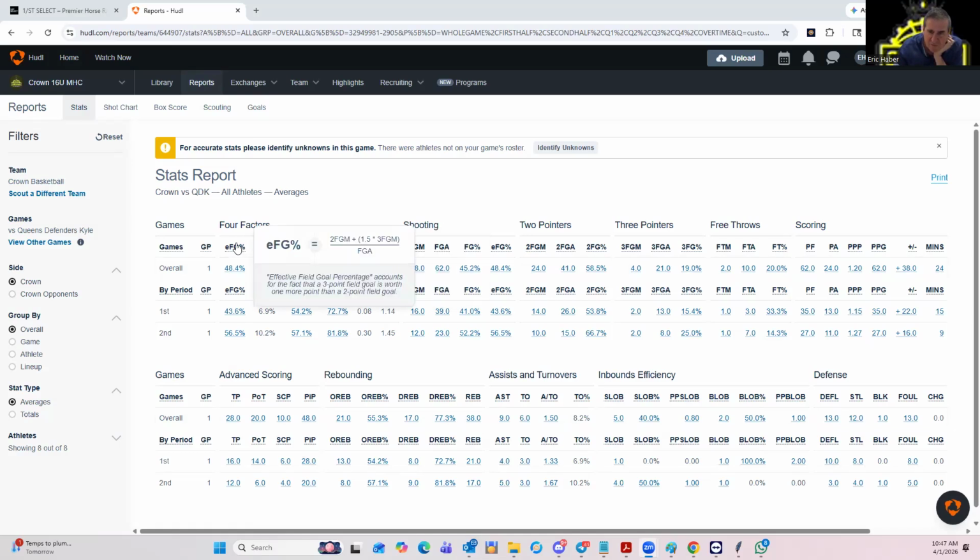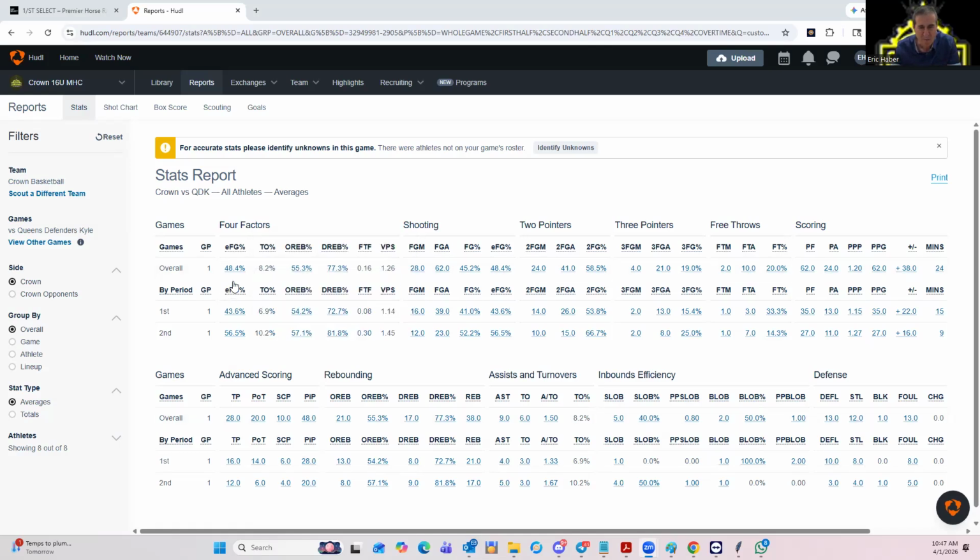Now, effective field goal percentage is not what you think. It's not just your regular field goal percentage. It's not what percent of baskets you make as a percentage of what you take. Because, as you know, 3-point baskets are worth more than two, so those get credit for 1.5 times the amount.